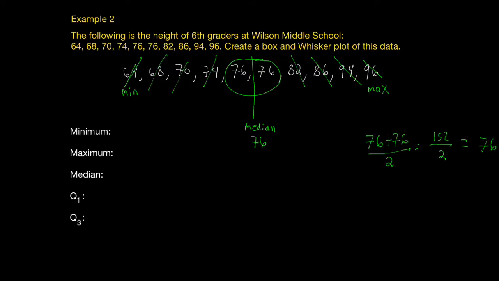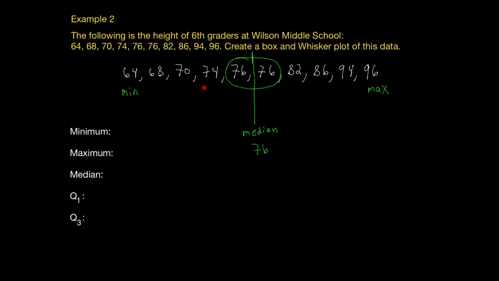So we have to get the median of the lower half here. So let's get the median of these values here by shaving off the edges. So now if I remove a 64, that means I have to remove this 76. If I remove the 68, that means I have to remove that 74, and we have Q1. We have the median of the lower half of this data. We're going to do the same thing for the upper half.